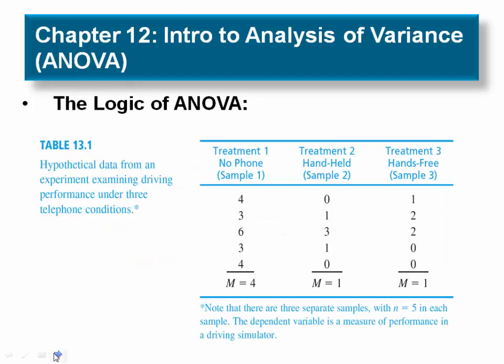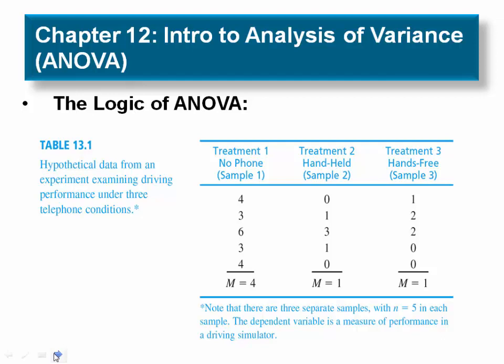In Table 12.1, shown on the slide and also on page 351 in your book, are hypothetical data from an experiment examining driving performance under 3 telephone conditions. Notice that even though the scores within treatment groups 2 and 3 are very different, both treatment groups have the same mean. It's impossible to tell if there might be any statistically significant difference between the handheld treatment group and the hands-free treatment group with respect to driving performance.